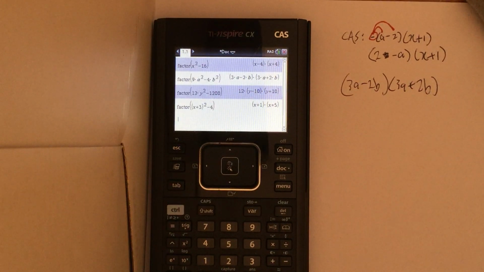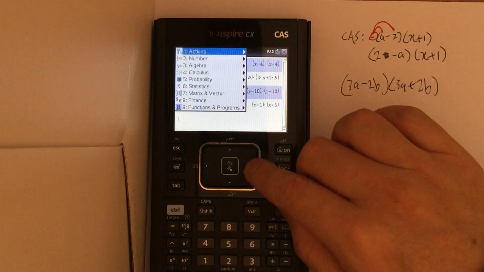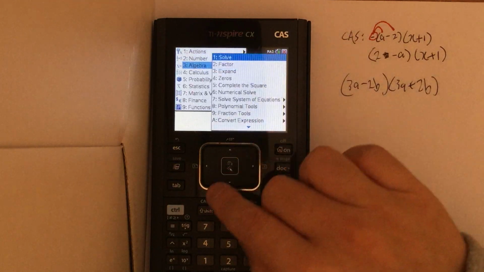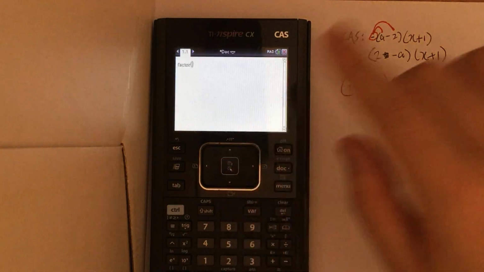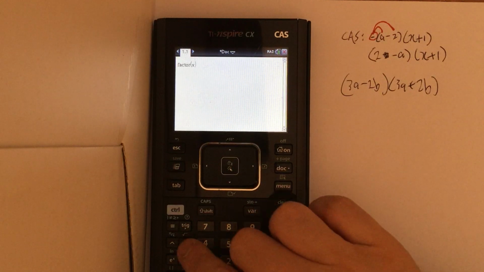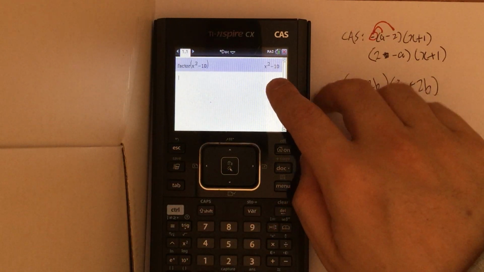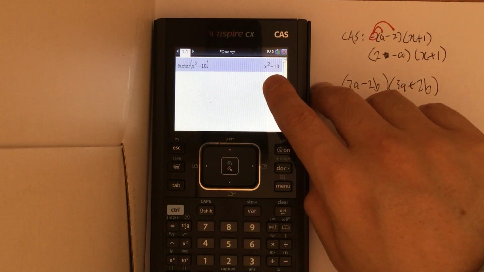All right. Now we're going to get into some bad news. How about we do some example 6 now? Menu action clear. How about we try to do this now? x squared minus 10. Boom. Oh no, CAS doesn't work. Oh, we're screwed. No, we're not.